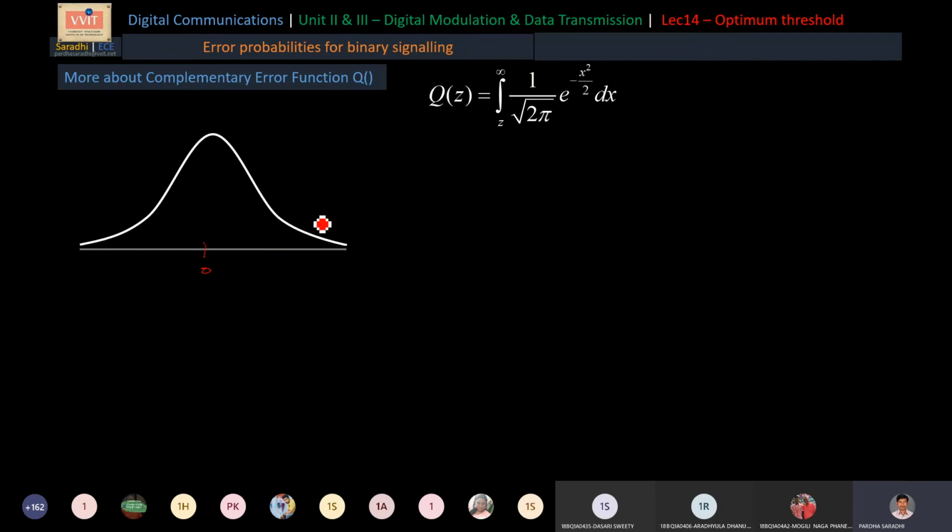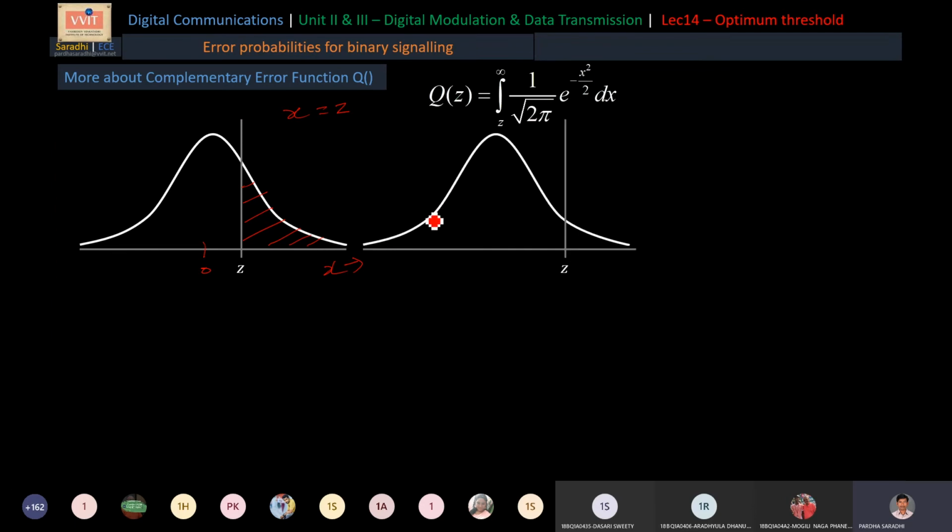Okay, now z is anywhere from minus infinity to plus infinity. This z can be anywhere, and this axis is x, and z is one particular value of x, right? And that particular value can be anywhere. Suppose it is here, then what is this integration doing? Integration is trying to find out the area of this shaded region, right? Suppose it is taking a certain value.